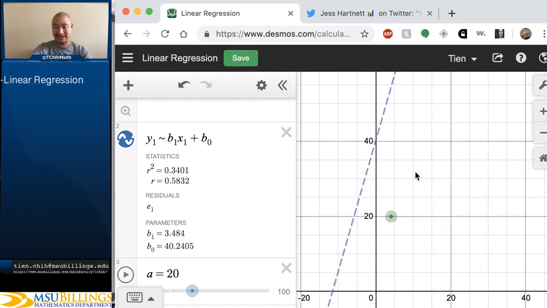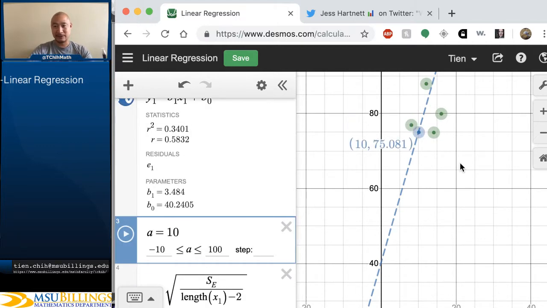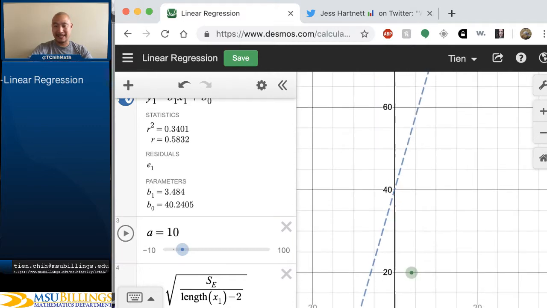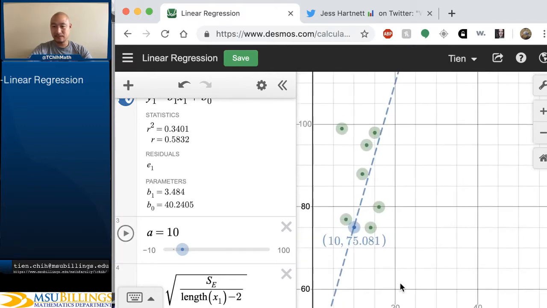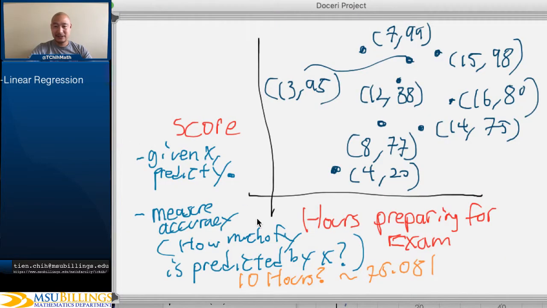So we zoom in, here's x is 10, we go up here and we hit this point and we wonder what that point is, and we can use the calculator to help us do that. When x is 10, the y value is 75.081. So it predicts that if you study 10 hours, you'll get a 75. All right, so that answers the first part of our question here, which is given x, predict a y.